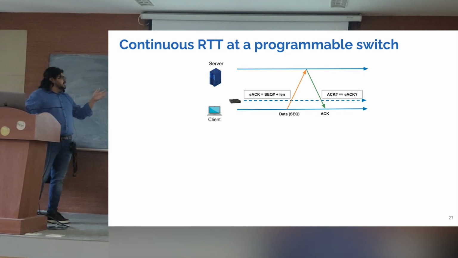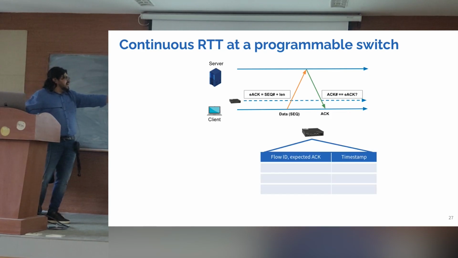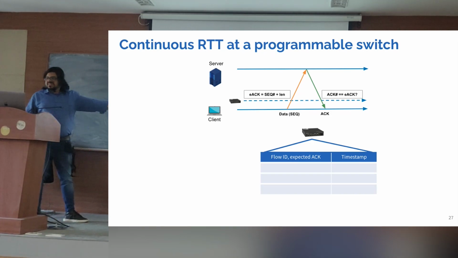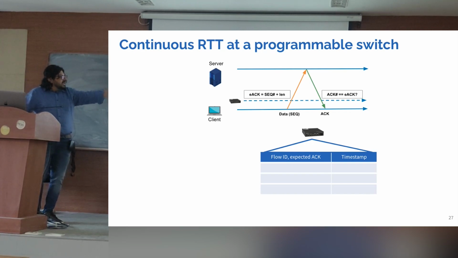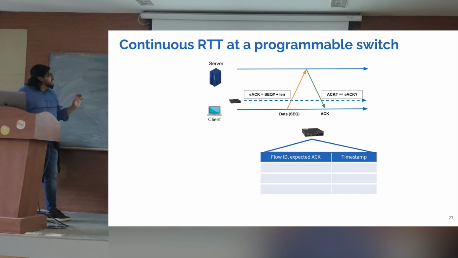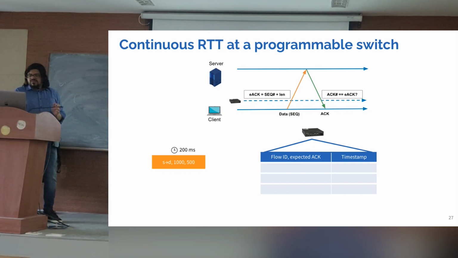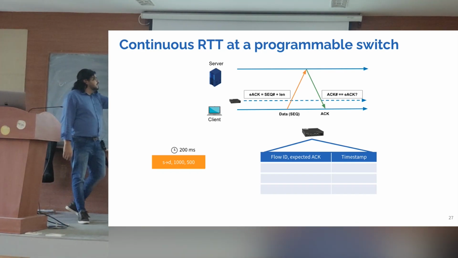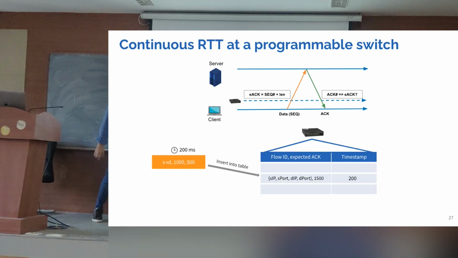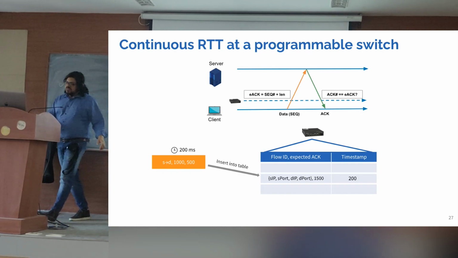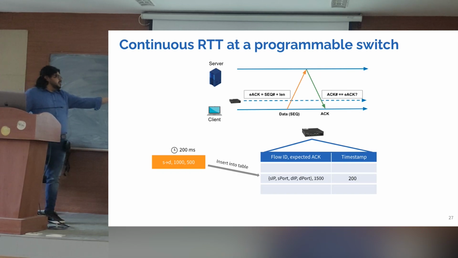And the records are kept in a hash table within the switch. The key of the hash table is the flow ID and the expected ACK number. So this is per packet, right? This is unique to one packet. And then the timestamp is the value. So let's take an example here. There is a source and a destination, S to D, and the sequence number of this packet is 1000, and the packet length is 500, and it arrives at timestamp 200. So how this will be recorded is the 4-tuple will be stored, and the number 1500 will be stored because that is the expected ACK number, sequence number plus the packet length, and the timestamp 200 is also stored. And then the corresponding acknowledgement comes back at 300 milliseconds.